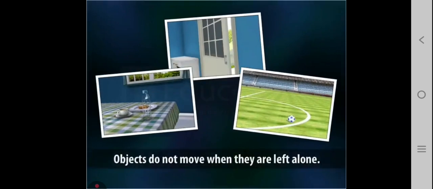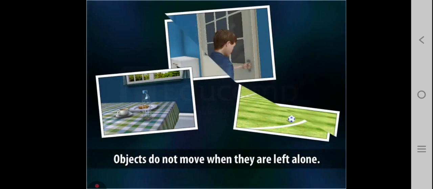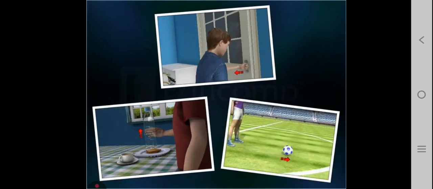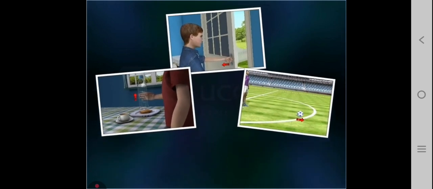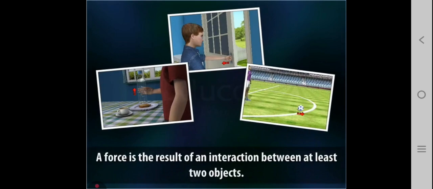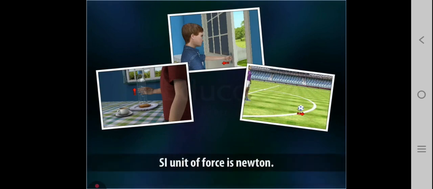Objects do not move when they are left alone. But when you apply force on them, they move. In other words, you need to interact with them to make them move. So, a force is the net result of an interaction between at least two objects. SI unit of force is Newton.